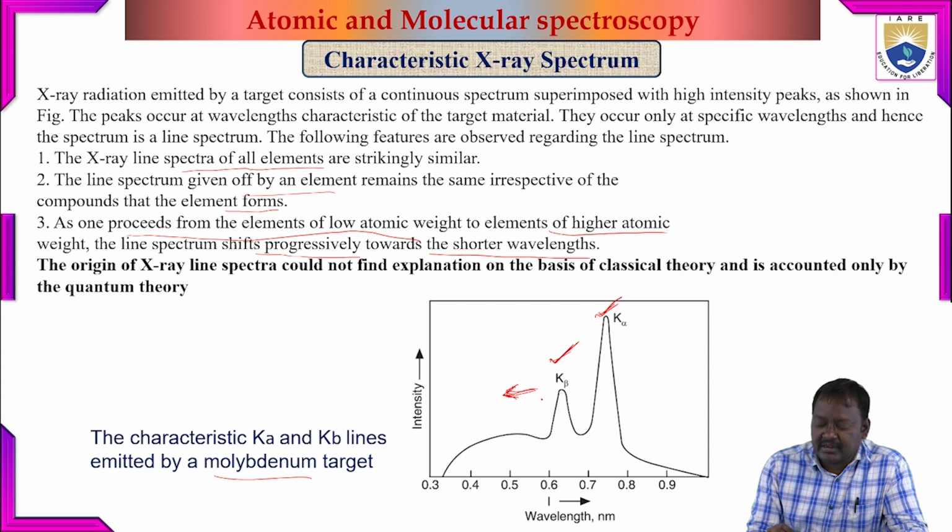But there is no other change. These two lines are still present, the intensity is almost the same, and the shape of the curve is also similar. The entire spectrum is similar, but the wavelengths are changing. The wavelengths of these lines, the peaks, change progressively. That means as the atomic number increases, the wavelengths decrease.